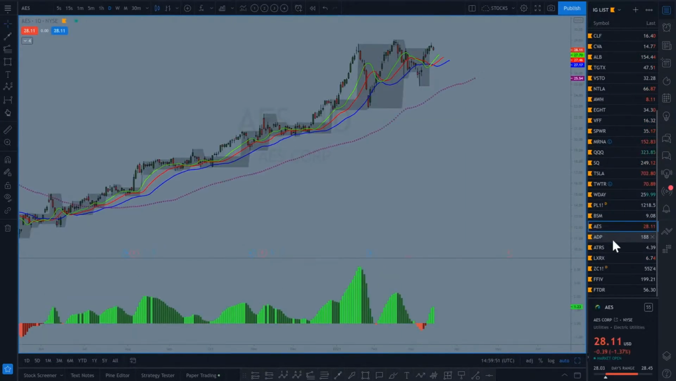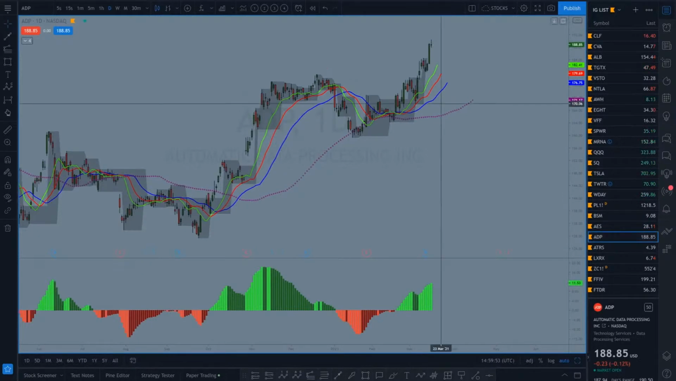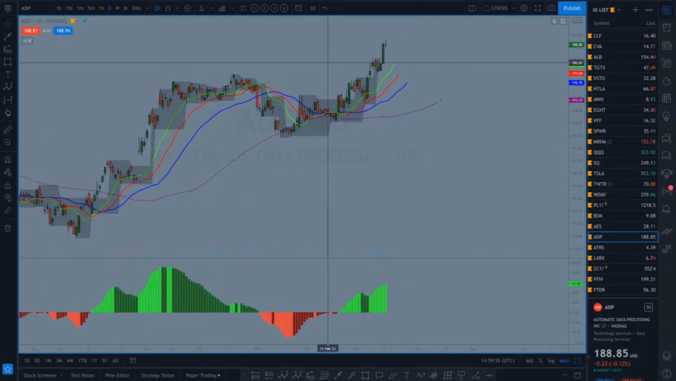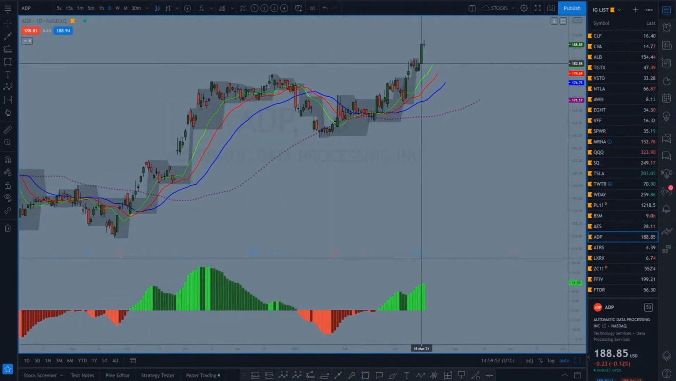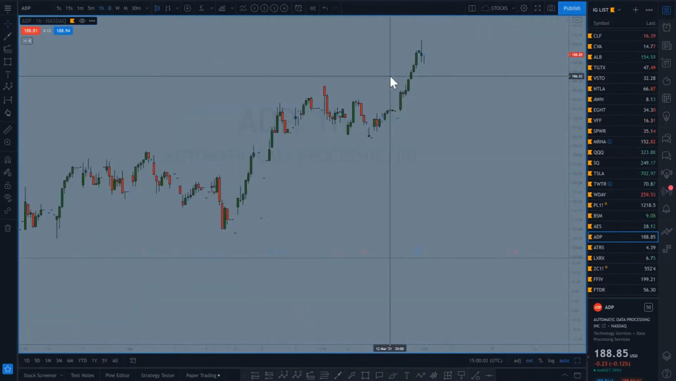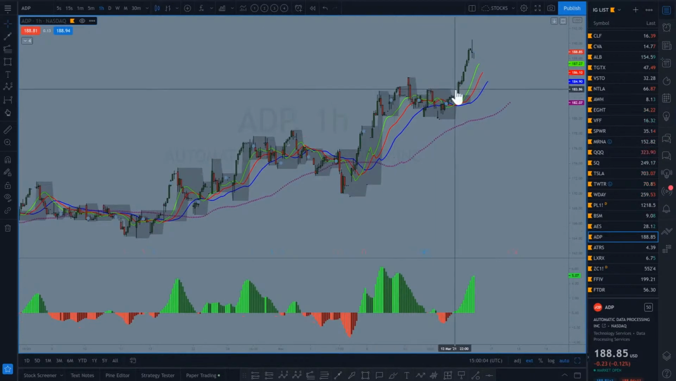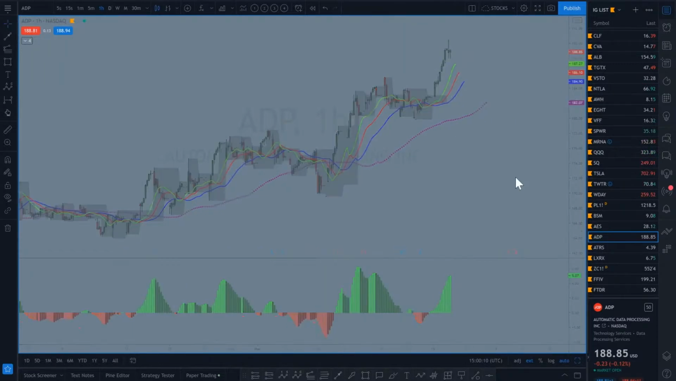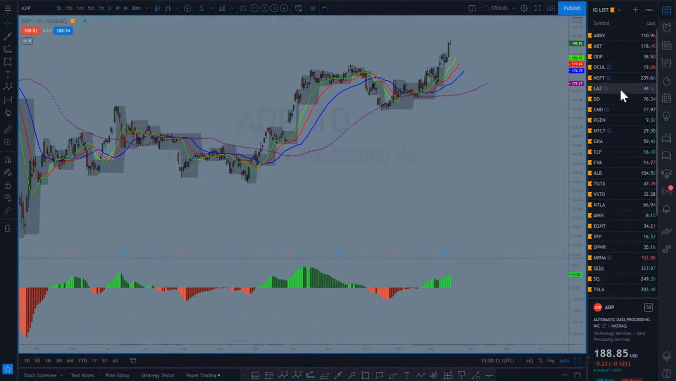I'm considering these. ADP, I was supposed to take this yesterday on the pullback, and same like this other one. I see on the H1, I was supposed to take it. Yesterday I was supposed to trigger. Kind of missed this one as well. So yeah, these are all the ones that I'm considering.